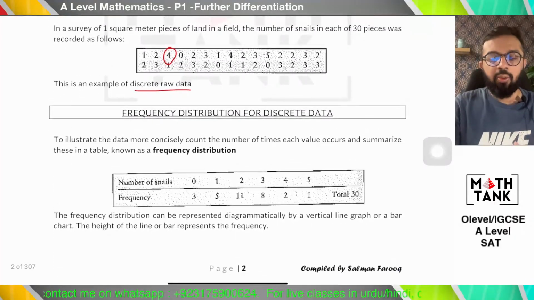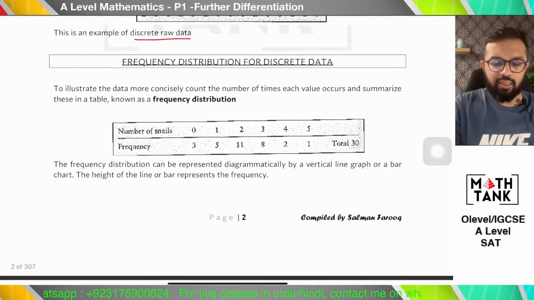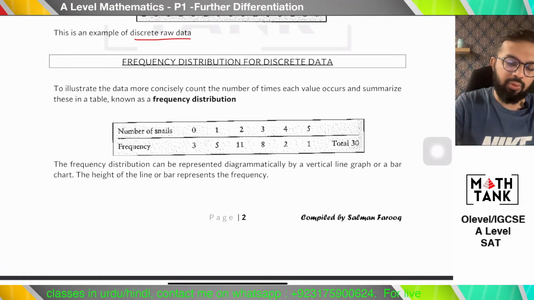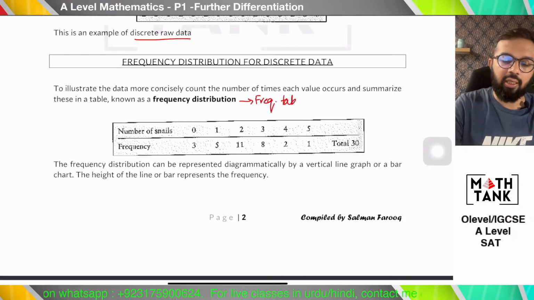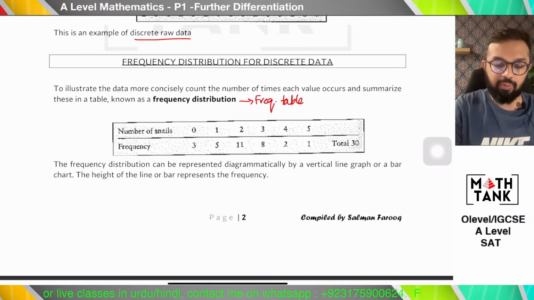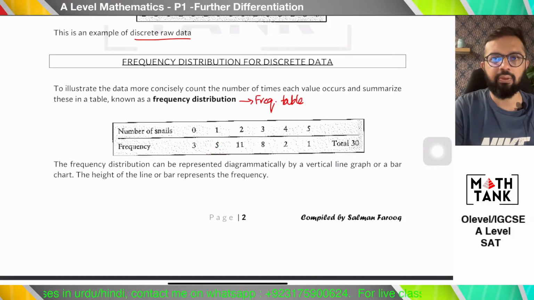When is this data going to make more sense? When I have this in a frequency distribution. A frequency distribution or a frequency table helps you make sense of the data, and then it helps you make diagrams or calculate mean, median, mode, whatever the case may be. So how is this table read? This frequency is basically how many students came in with zero snails. This 5 is basically how many students came in with one snail. So there were 5 students who found one snail, there were 11 students who found 2 snails, and so on.